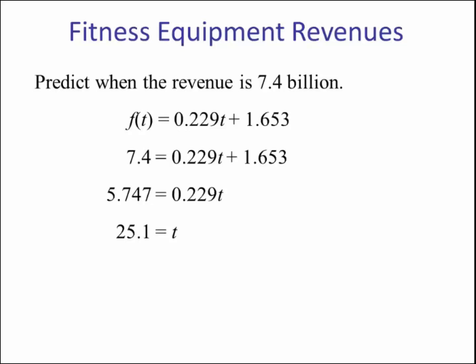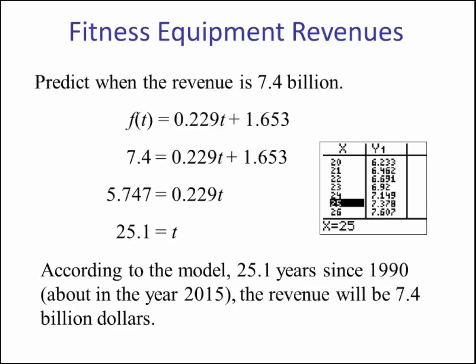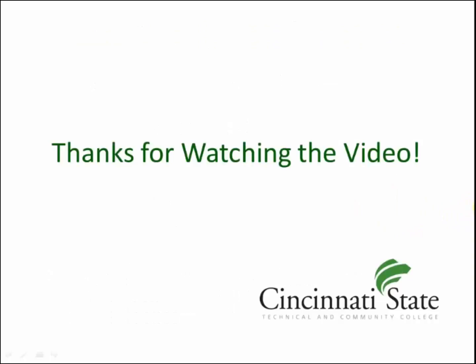So in terms of this problem, according to the model, 25.1 years since 1990, or about the year 2015, the revenue will be $7.4 billion. We can verify this using the table. When x is 25, the revenue is about $7.4 billion. Thanks for watching.